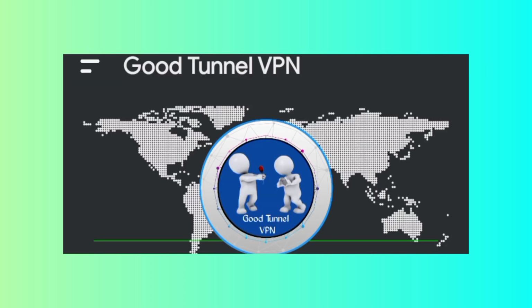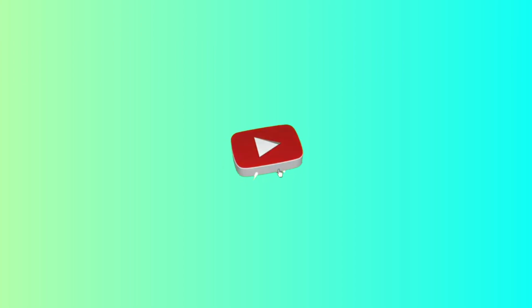And lastly, to ensure a fast and secure connection when you are using Good Tunnel VPN, you are required to tap on this start button. When you tap on this start button, the app will be connected and also your connection will be secured. That's how we set up this app to get a fast and secure connection, extra protection when we are online.